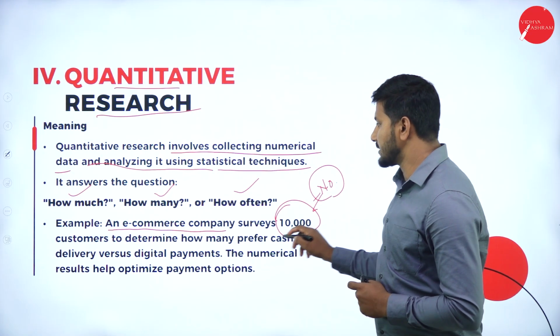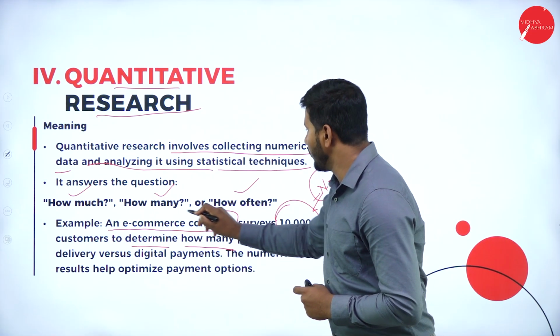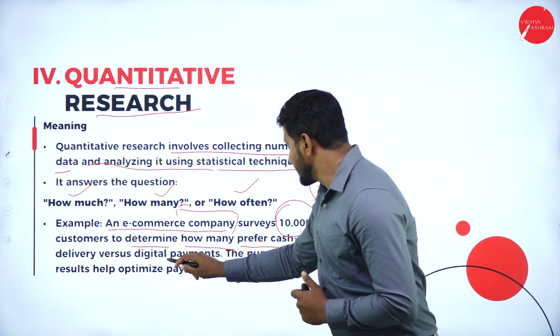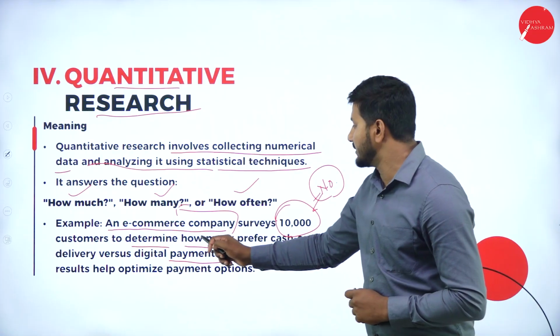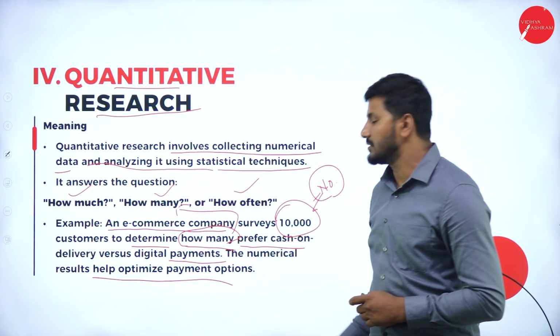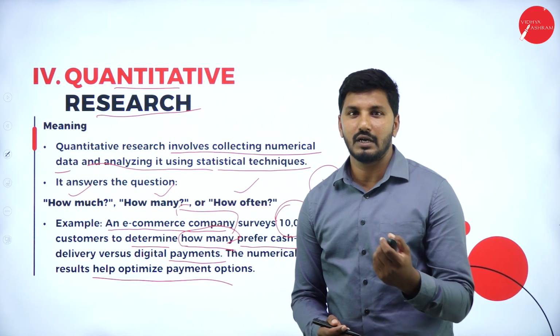That 10,000 customers to determine how many say yes, how many prefer cash on delivery versus digital payments. So this is purely related to numbers, and this is answering how many. So the numerical results help to optimize the payment options. By conducting that kind of research, it will give you those options.